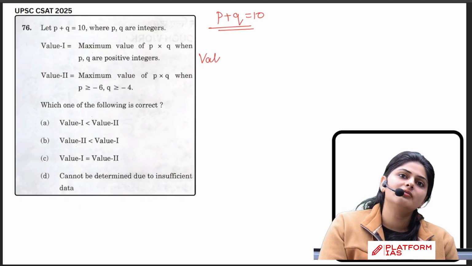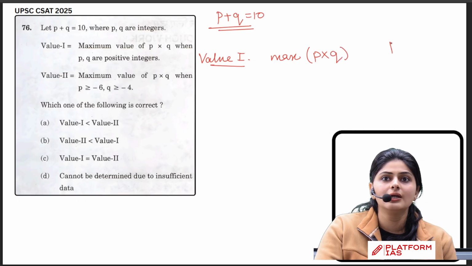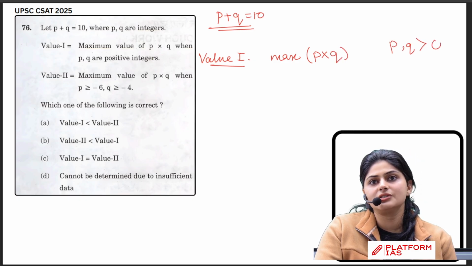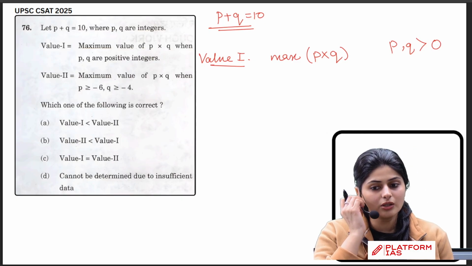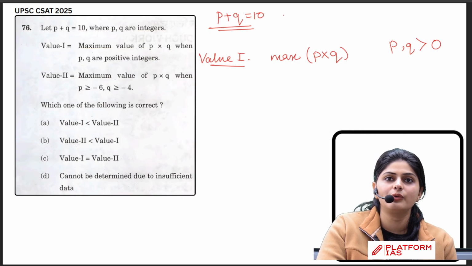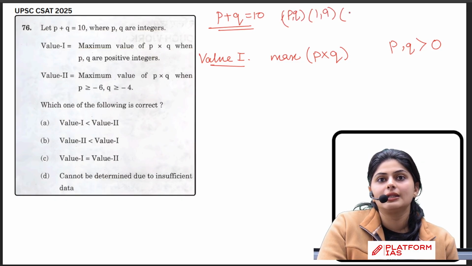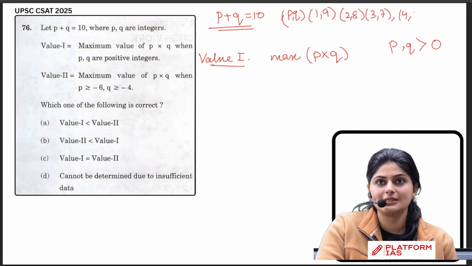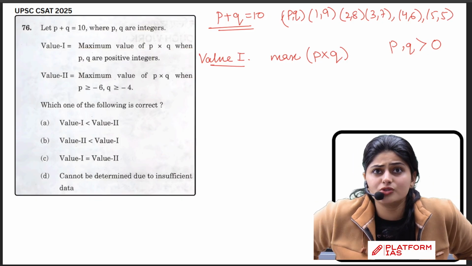Now we will focus on value 1. It is given as the maximum value of p times q when p and q are positive integers. So if p plus q is 10, what values of p and q can we have? Possible values are 1 and 9, then 2 and 8, then 3 and 7, then 4 and 6, then 5 and 5, and the same numbers will repeat themselves. So these are the possible values of p and q.